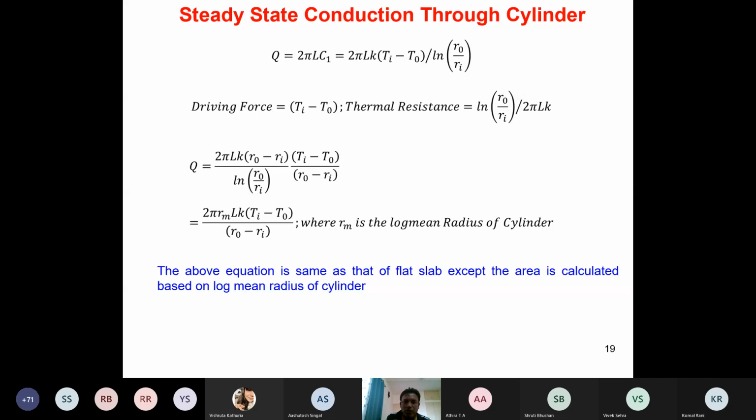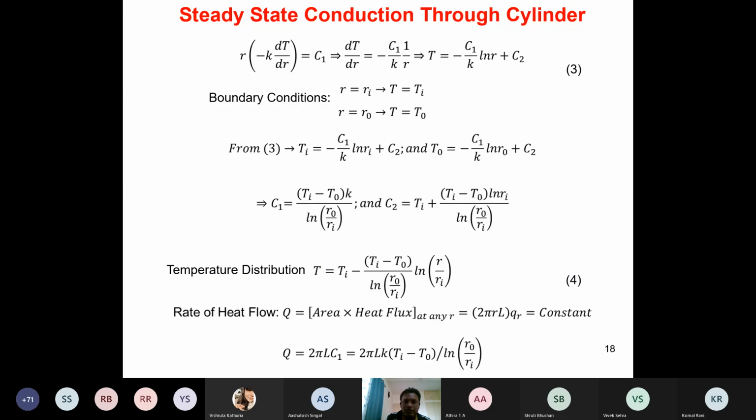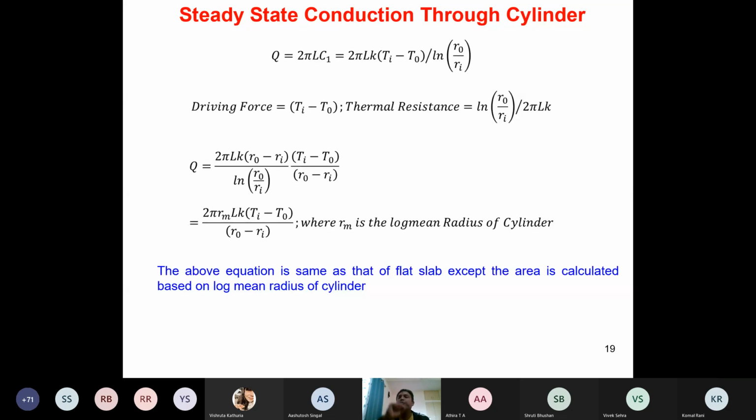And just wait. Another important conclusion we had in the last class is that the heat transfer through the cylindrical surfaces will be similar to the heat transfer through the flat slab. The only difference here is going to be that the area which is calculated in this case should be with respect to the log mean radius of the cylinder. Okay, that is the only difference you are going to have. Other than that, the expression is going to be the same.